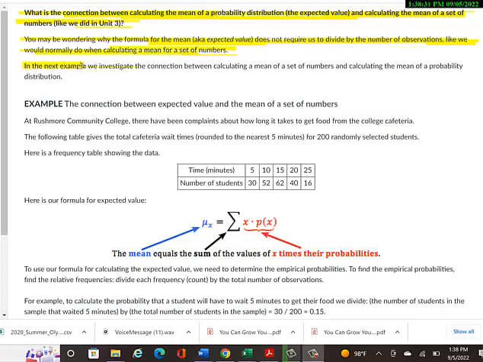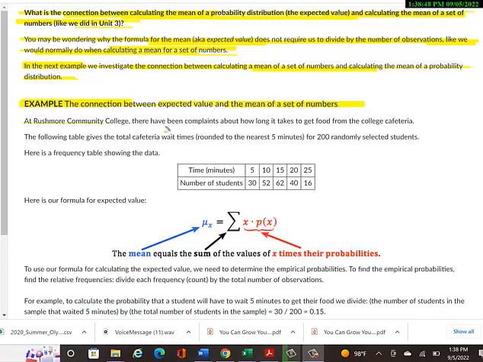In the next example, we investigate the connection between calculating the mean of a set of numbers and calculating the mean of a probability distribution. So the example we're going to go over is the connection between expected value and the mean of a set of numbers. This example has to do with a community college.